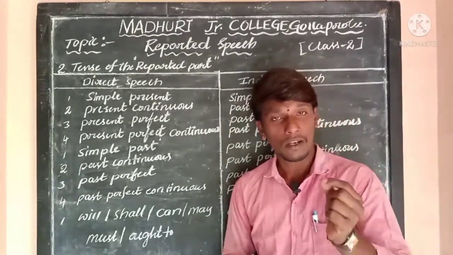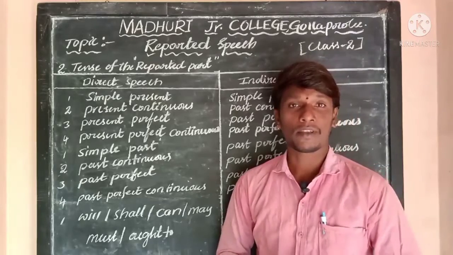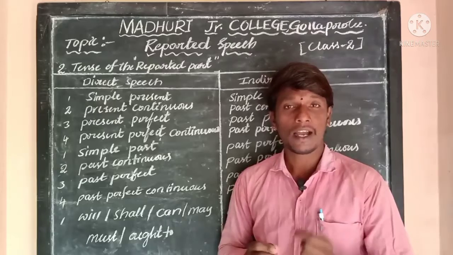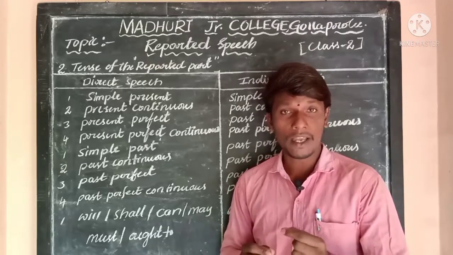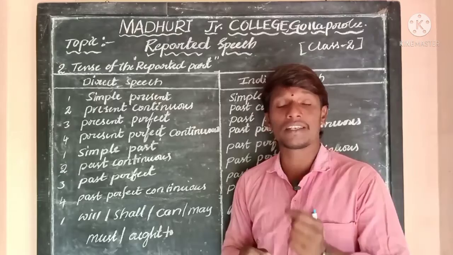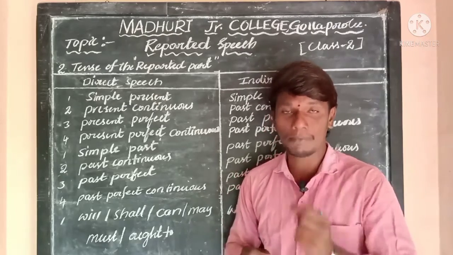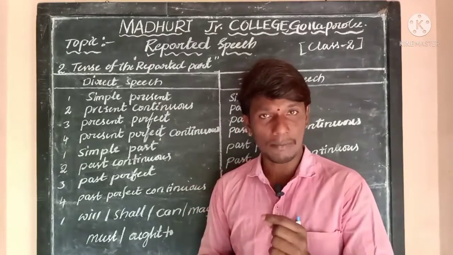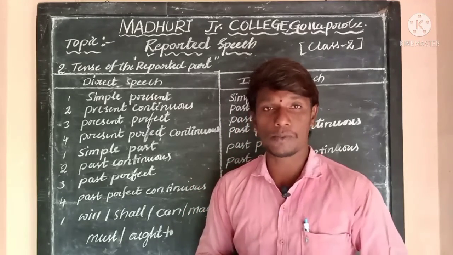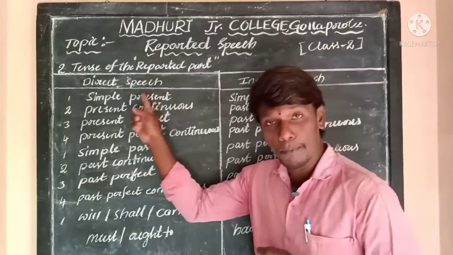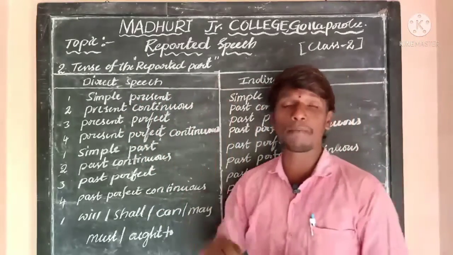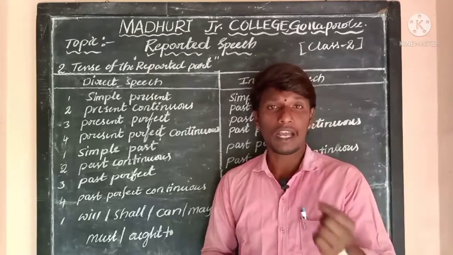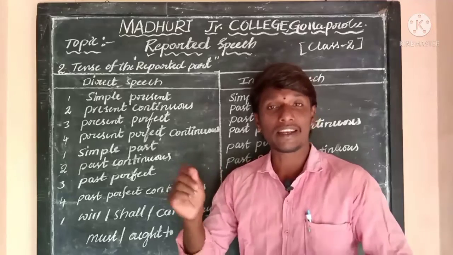For example, Rama said, "I like ice cream." Then "I like ice cream" is the reported part, and it is written in simple present tense. The structure of the simple present tense is subject plus V1 plus object. "I" is the subject, "like" is V1, and "ice cream" is the object. So this simple present tense can be changed into the simple past tense. If you want to change this direct speech into indirect speech: Rama said that he liked the ice cream.